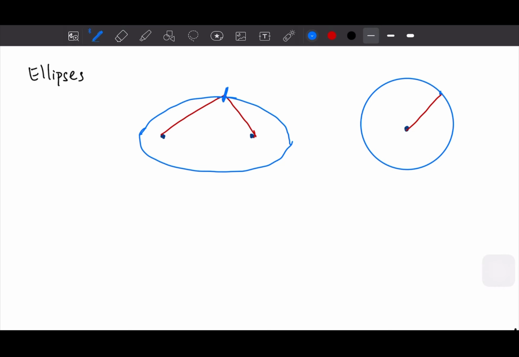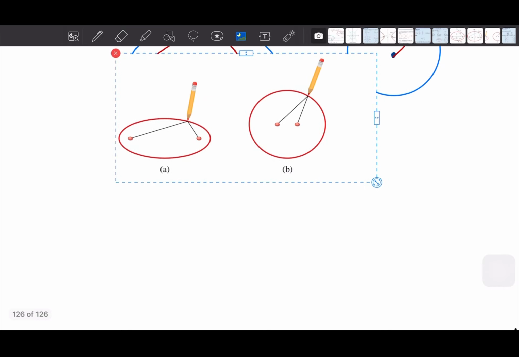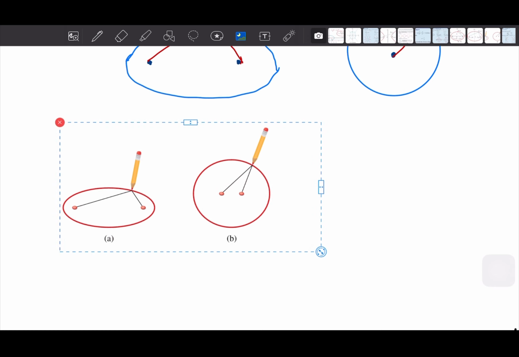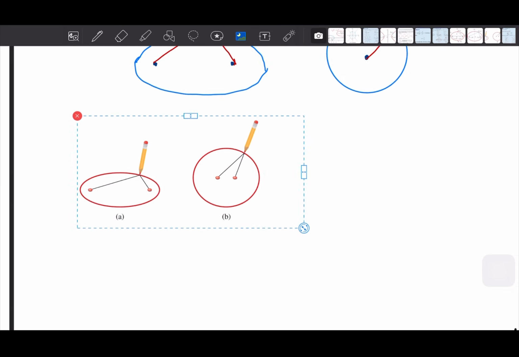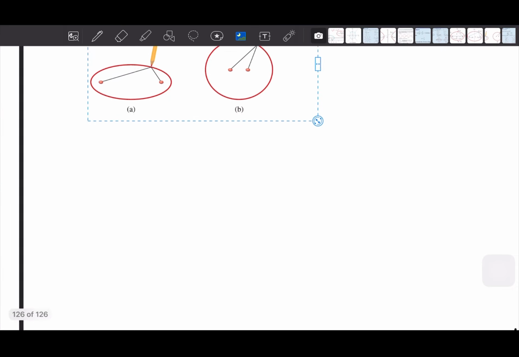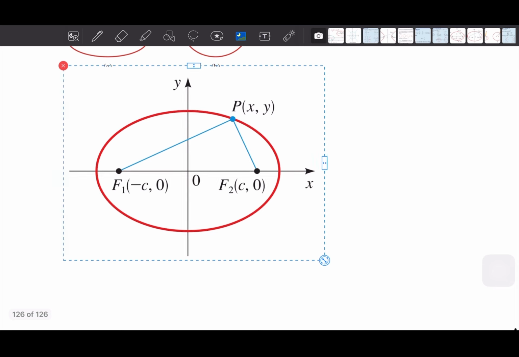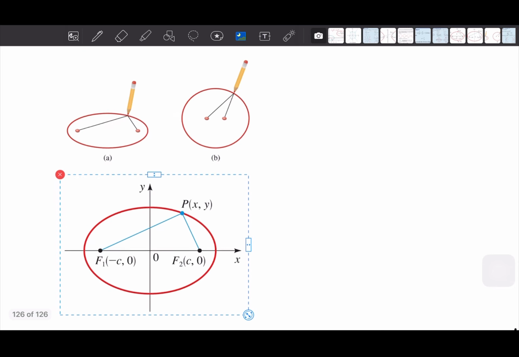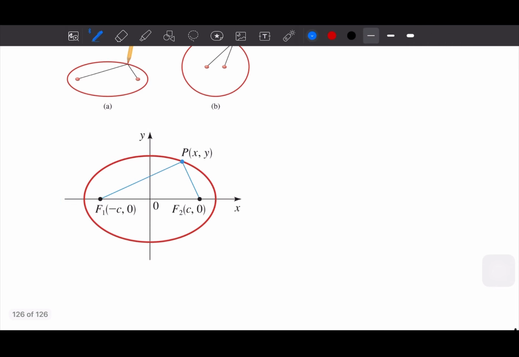Do I have a clearer picture? Yeah, I think I have it here. So this is what I'm trying to tell you. Okay? The closer we get to this point, the more we get a circle. The more we have a gap, the more we have an ellipse. And then we are going to define and take those 2 points as our definitions.